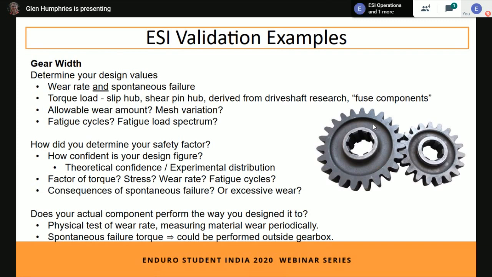Speaking of safety factor, once again, the same old things. If you use theoretical values, how confident are you in the theory? If you use experimental values, how confident are you, and how much statistical spread do you have in your experimental values?